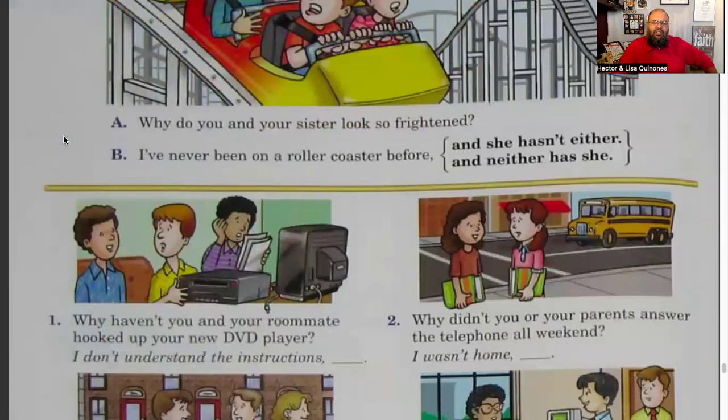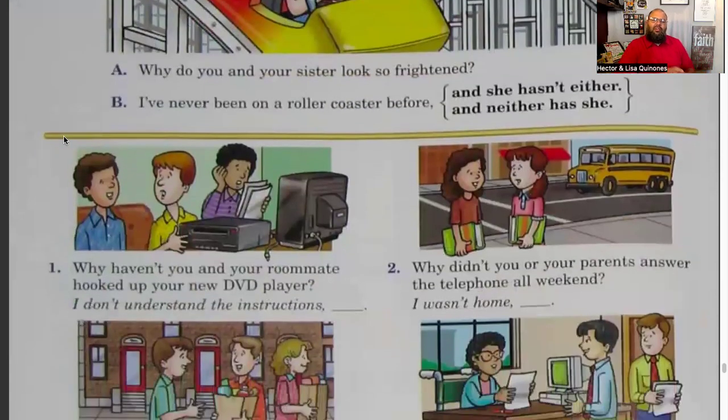Let's look at some of the examples here, the example, and then we can practice, and then you can do it on your own. Why do you and your sister look so frightened? I've never been on a roller coaster before. And she hasn't either. And neither has she. So you can choose which one. Is one better than the other? No. All the ones we're looking at, it's not that one is better than the other.